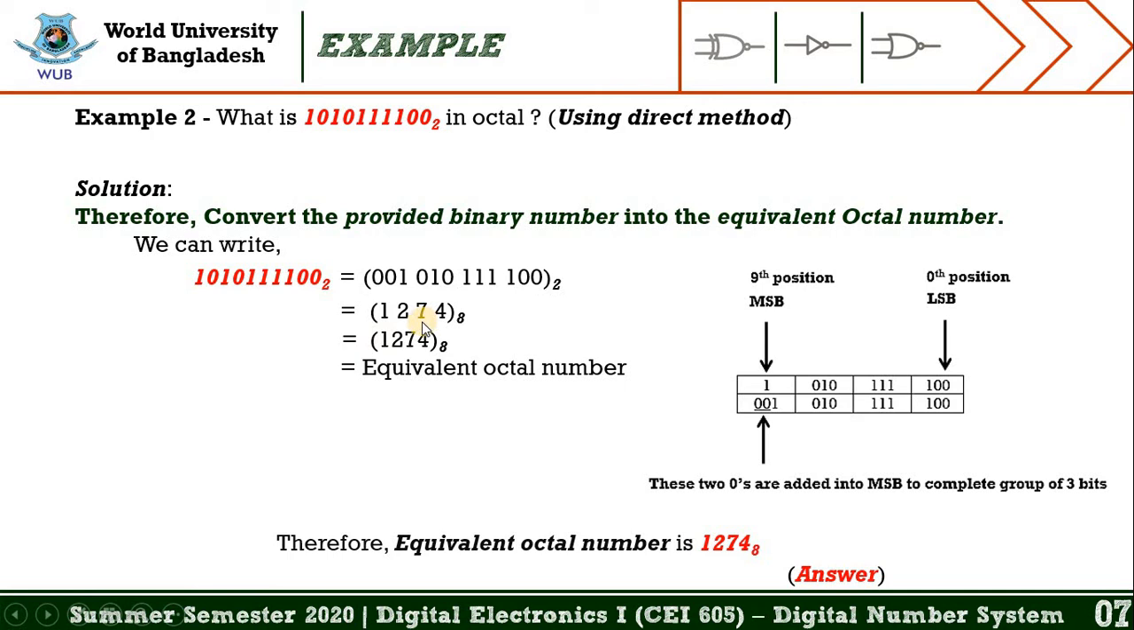Binary 001 is equivalent to octal 1, 010 is equivalent to octal 2, 111 is equivalent to octal 7, and 100 is equivalent to octal 4. You can have a look and match the table to check whether it is right or wrong. Then we can write 1274, which is the equivalent octal number of the given number. I hope you understand the direct method, how to convert the given binary number into the octal number. So let's move into the next slide.